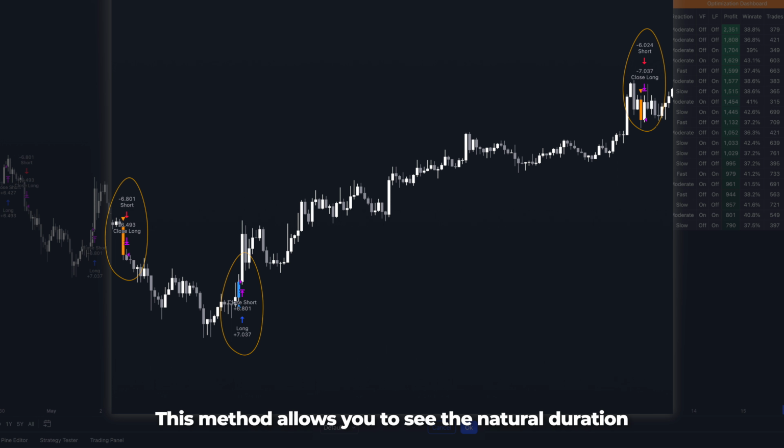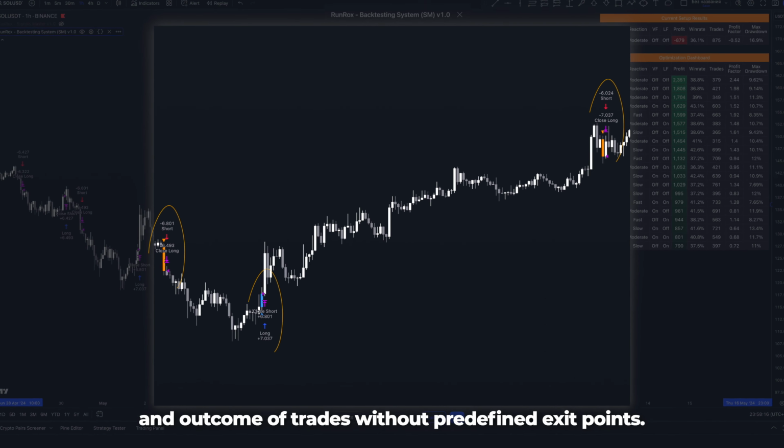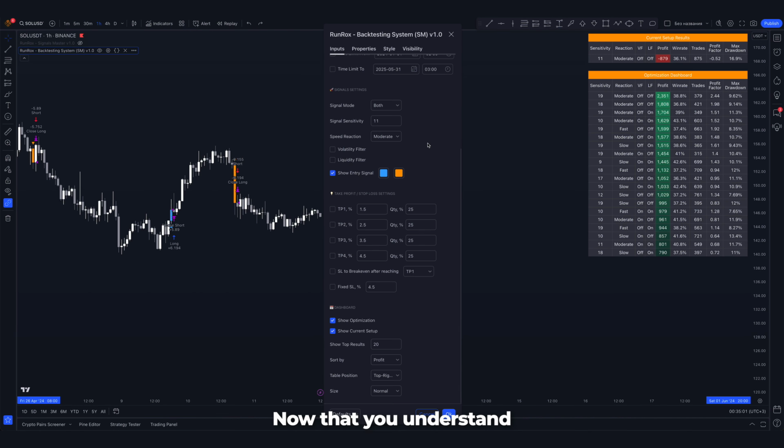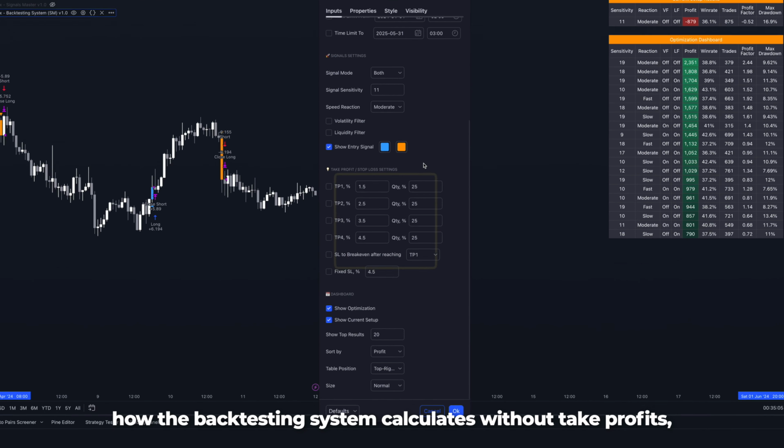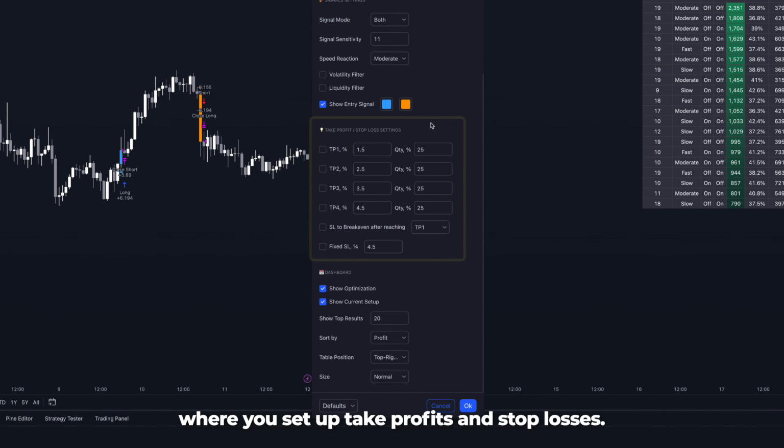This method allows you to see the natural duration and outcome of trades without predefined exit points. Now that you understand how the backtesting system calculates without take profits, let's delve into the block where you set up take profits and stop losses.